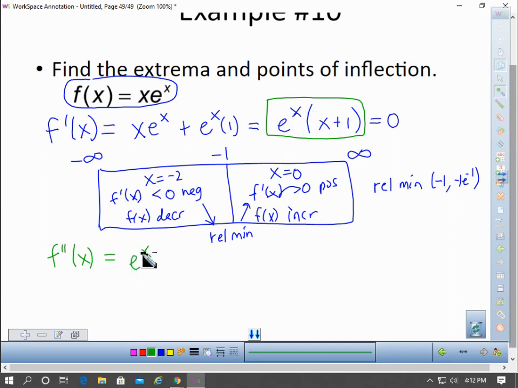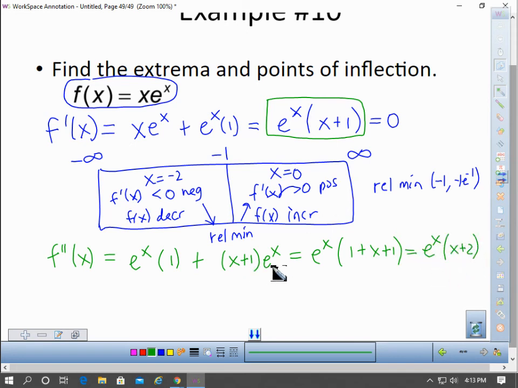So it's going to be first function times the derivative of the second plus second function times the derivative of the first function. To simplify this, I'm going to take out an e to the x. When I factor out an e to the x, I'm left with 1 plus x plus 1, which gives me e to the x times x plus 2. So now I'll look where this is undefined and equal to 0, just like I did up here. So that means my critical number is negative 2.